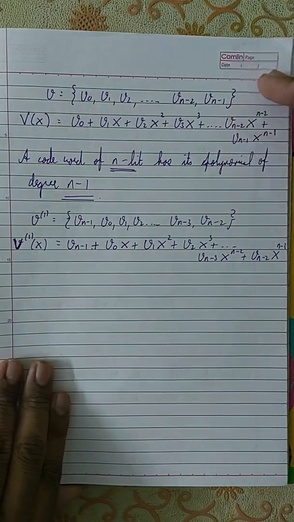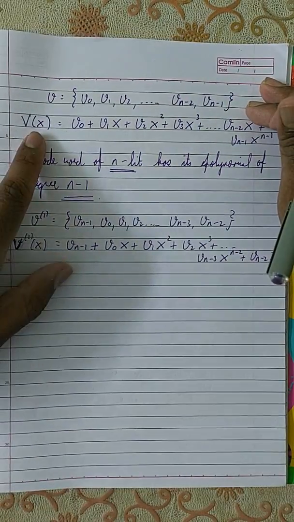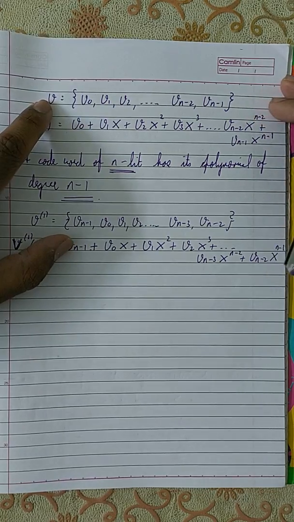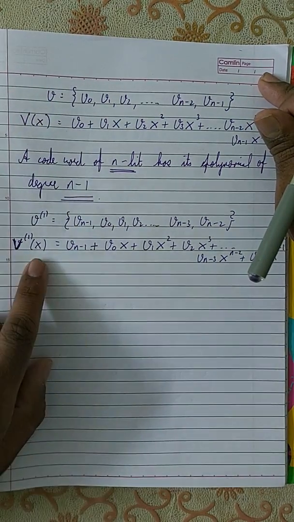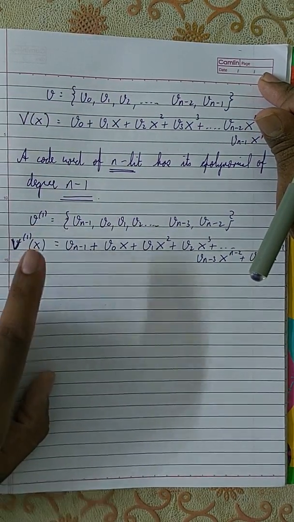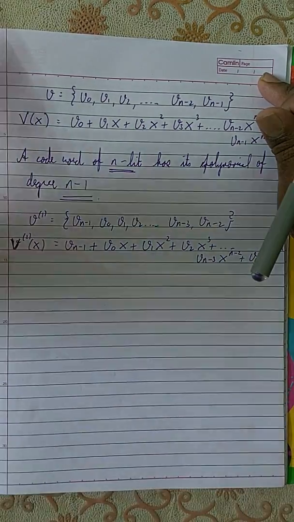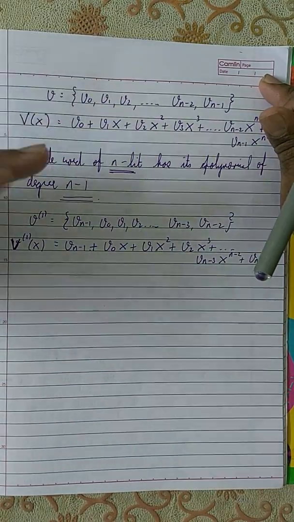So one more thing I'm going to tell you is, how did I write this? I wrote this by looking at the code word. Likewise, I wrote this by looking at the code word. So like this, I can write the code polynomial of any cyclic code word. I can write the code polynomial, right?